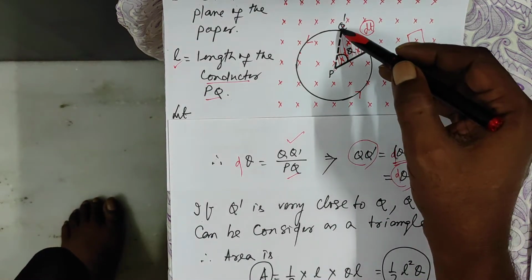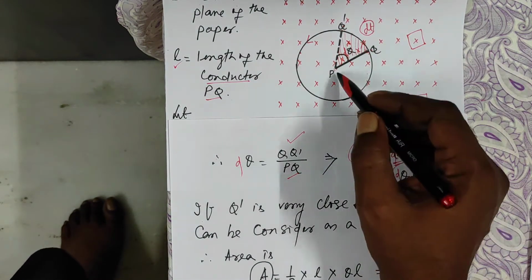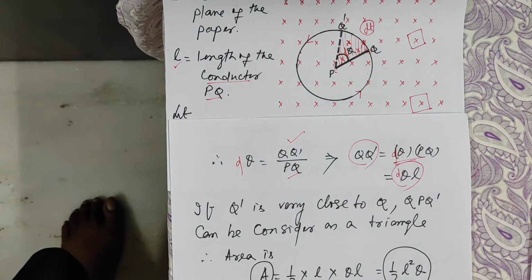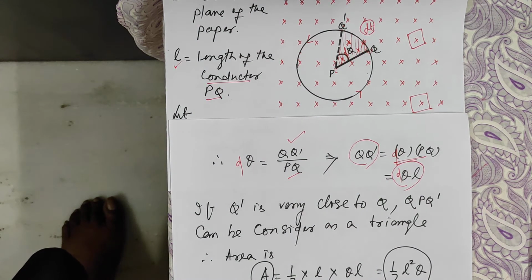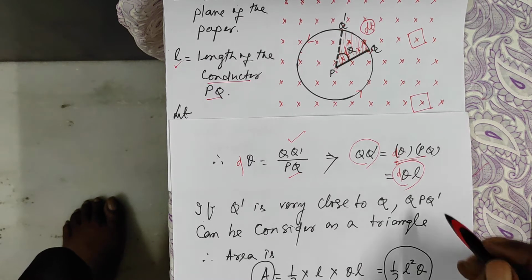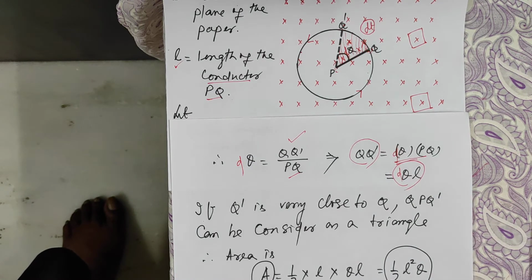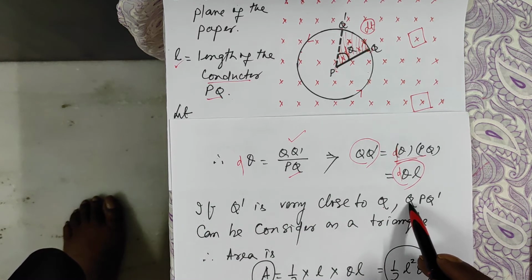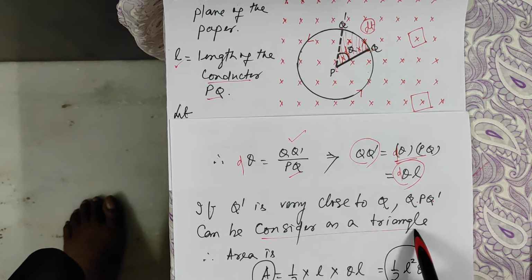Now, if Q dash is very close to Q, meaning dt is very small, then the situation will be like this. This is P, this is Q, this is Q dash. This angle is d theta, and this length QQ dash is equal to L d theta. Then QPQ dash can be considered as a triangle.